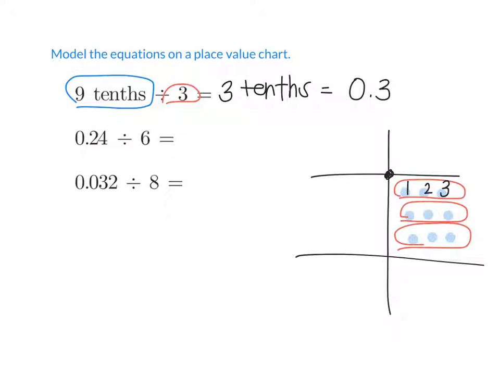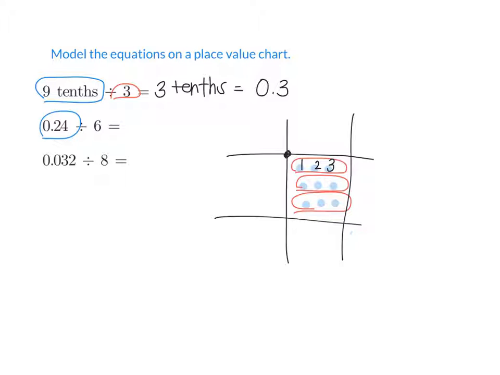Our next whole is 0.24. I could draw 2/10 and 4 hundredths. Sorry, I cannot do that. But what I could do is draw like this, right? And I could draw 2/10 and 4 hundredths. Do you agree? However, is that going to help us divide it into 6 groups? No. What would be more helpful? Drawing 24 hundredths. So go ahead and do that. I will do that too.